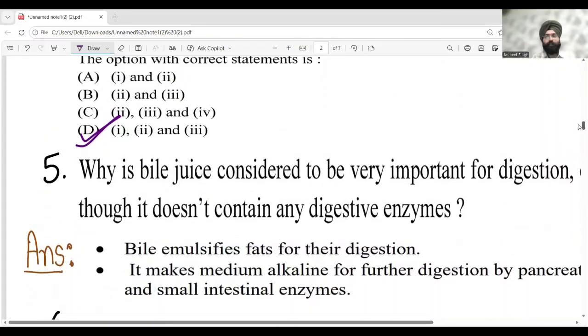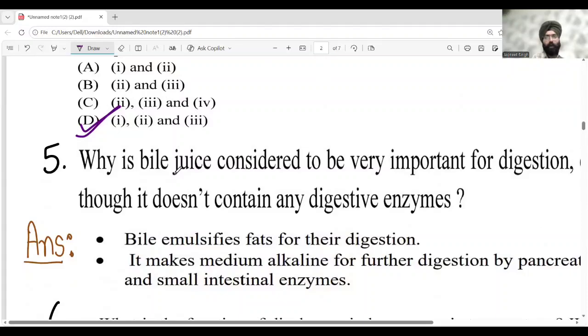Some subjective type questions are also included. Why is bile juice considered to be very important for digestion, though it doesn't contain any digestive enzymes? Because bile emulsifies fats for digestion. It makes the medium alkaline. Alkaline means it makes the medium basic. Acidic medium will be neutralized by the basic medium, for the further digestion by pancreatic and small intestinal enzymes. Yes, absolutely correct.